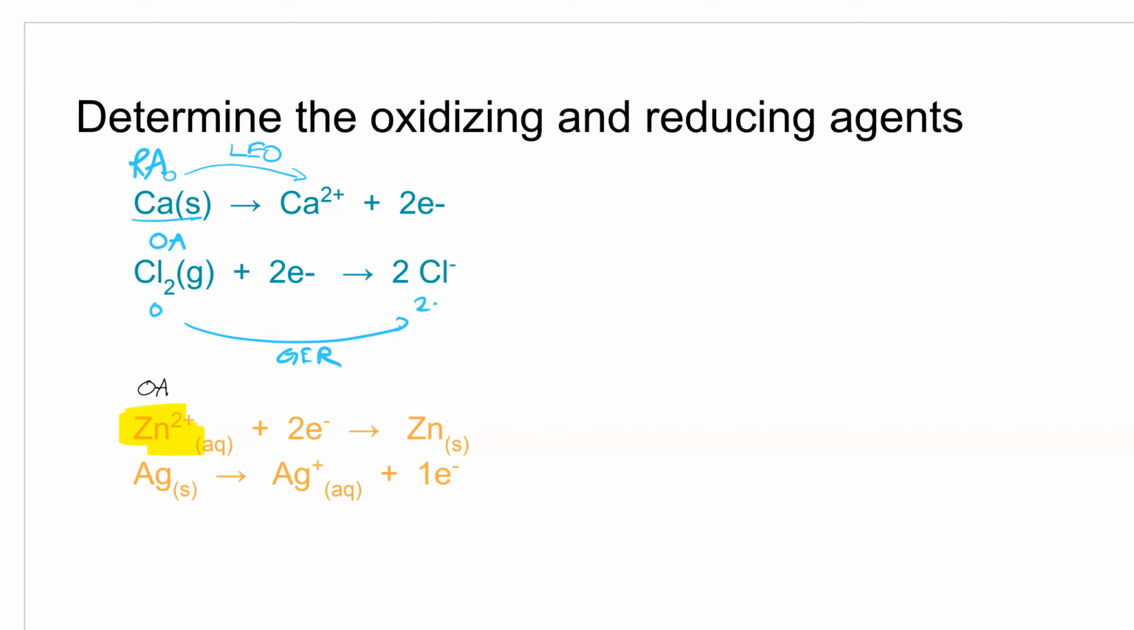Looking at silver in the other method, we can figure out what type of half reaction silver is undergoing. Silver is going from a 0 to a 1+ charge. It must be losing 1 negative charge for that to happen, losing 1 electron. So it must be itself undergoing oxidation. It can therefore not be the oxidizing agent, and it must be the reducing agent. So the reducing agent would be silver, and the oxidizing agent would be zinc.